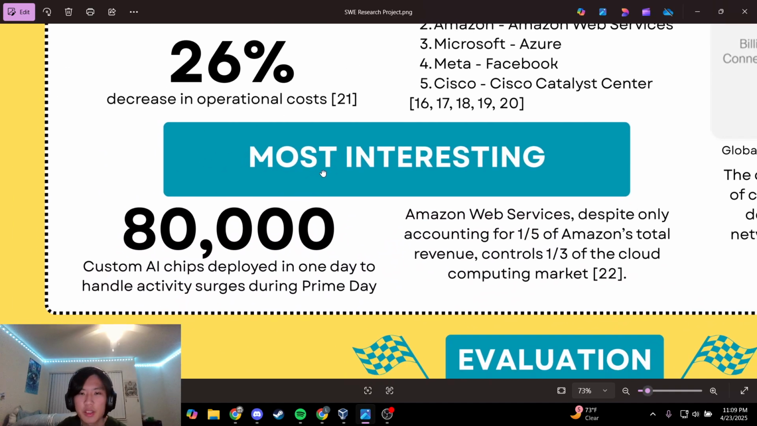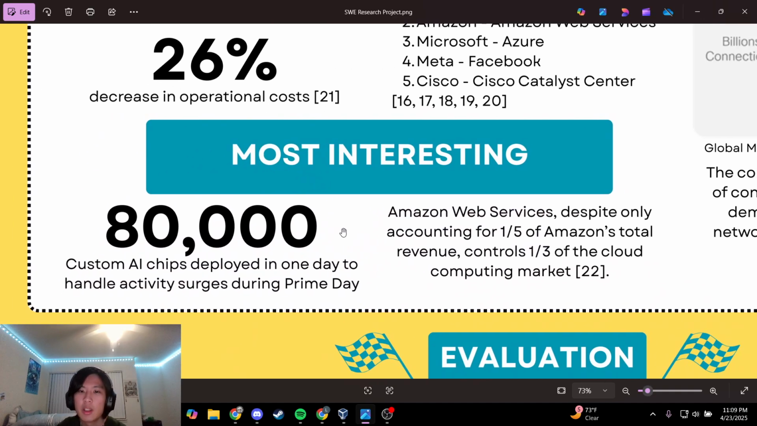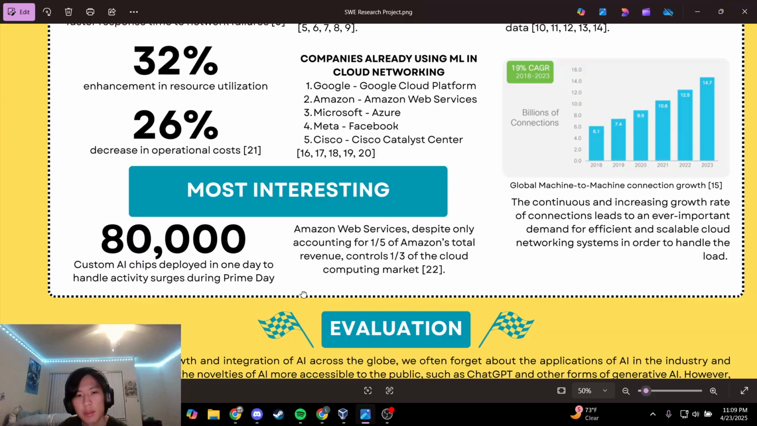And some of the most interesting things I found were how Amazon Web Services, despite only accounting for a fifth of Amazon's total revenue, controls one third of the cloud computing market, and how specifically just for Prime Day, 80,000 custom AI chips were deployed in one day just to handle the activity surges on the Amazon website.